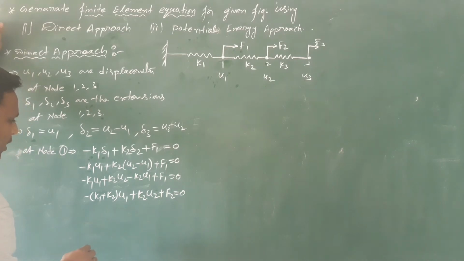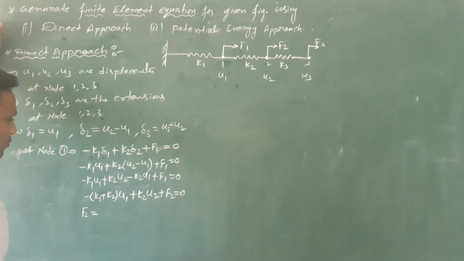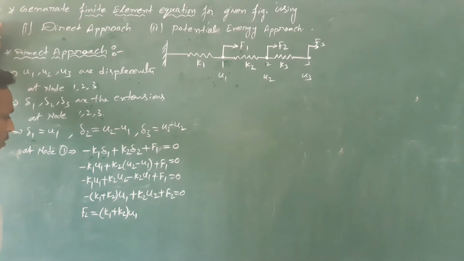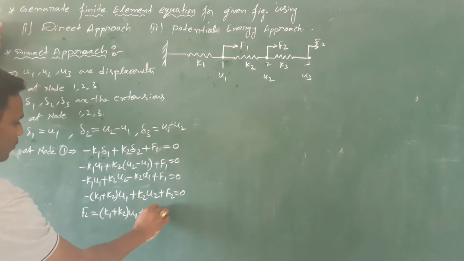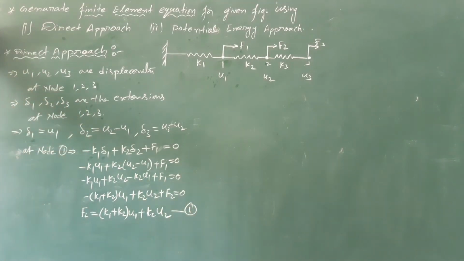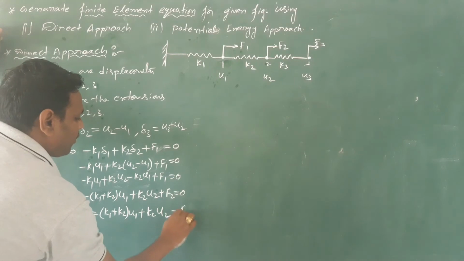For my convenience, I will write F1 equal to (K1 plus K2) U1 minus K2 U2. So this is equation number 1.